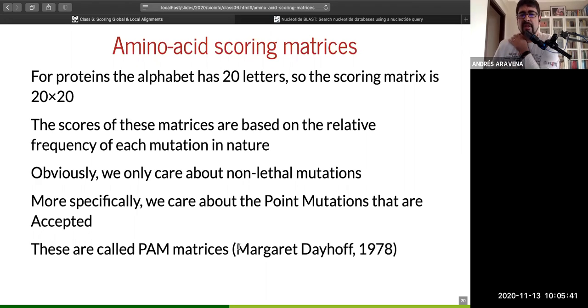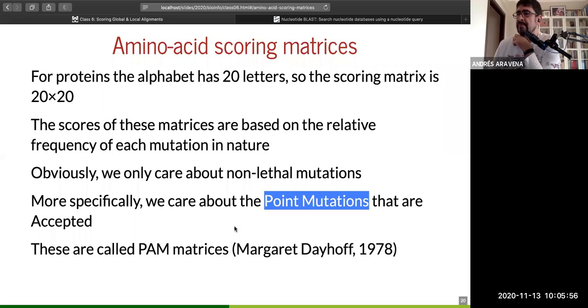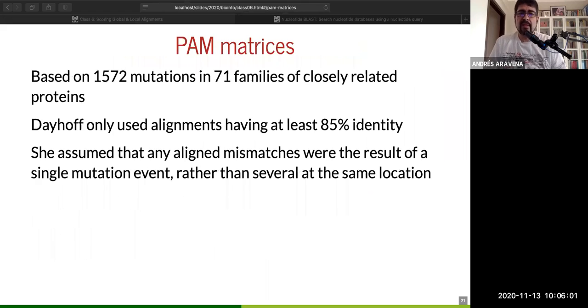The first person who did this, by hand, was Margaret Dayhoff in 1978. She invented the idea of accepted point mutations. Accepted here means accepted through evolution. So what she did is this. At that time, there were not many protein sequences, but she collected kind of all the proteins that were known, and she grouped them into things that were very closely related, like hemoglobin in different organisms.